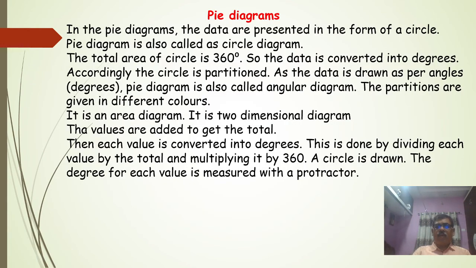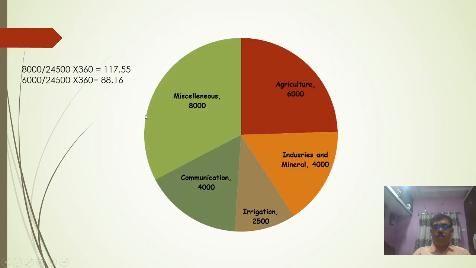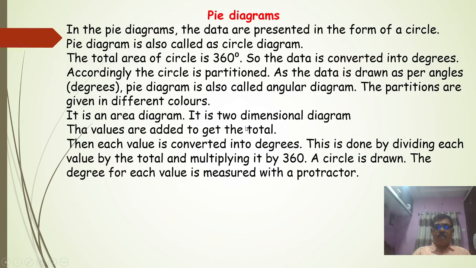And you have to calculate. So the data is first converted into degrees, and accordingly the circle is partitioned. As the data is drawn as per the angles in degrees, the pie diagram is also called the angular diagram. The partitions are given in different colors. It is called an angular diagram or a circular diagram. It is an area diagram and it is a two-dimensional diagram.